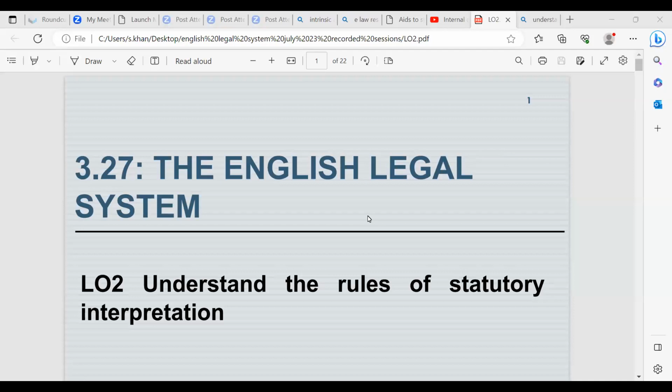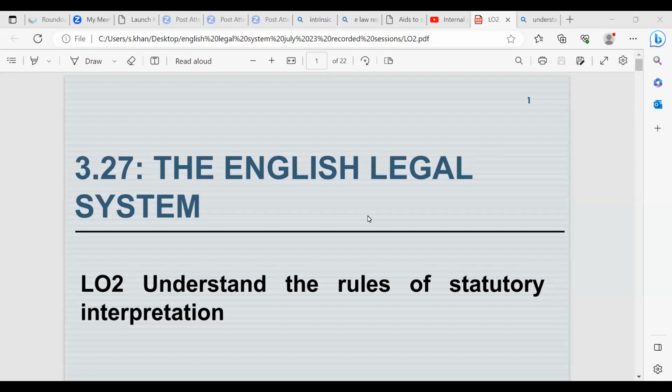Hi everyone, my name's Shazia Khan, and today we'll be looking at Learning Outcome 2 on Unit 3.27, which is the English legal system. Learning Outcome 2 is to understand the rules of statutory interpretation.